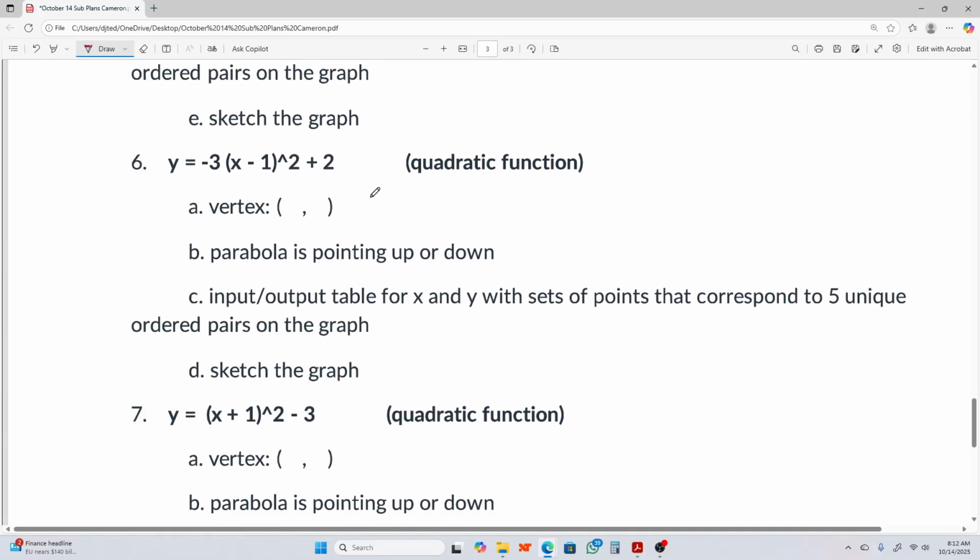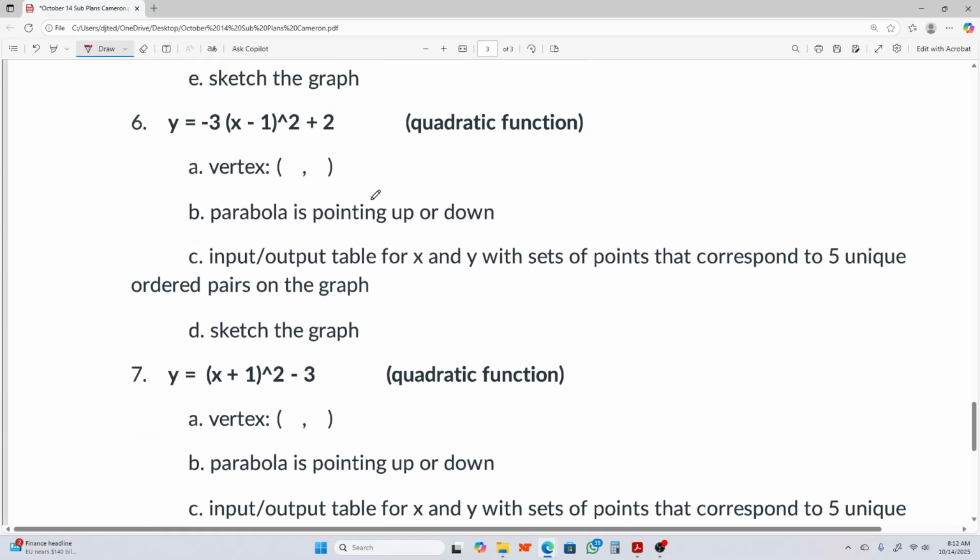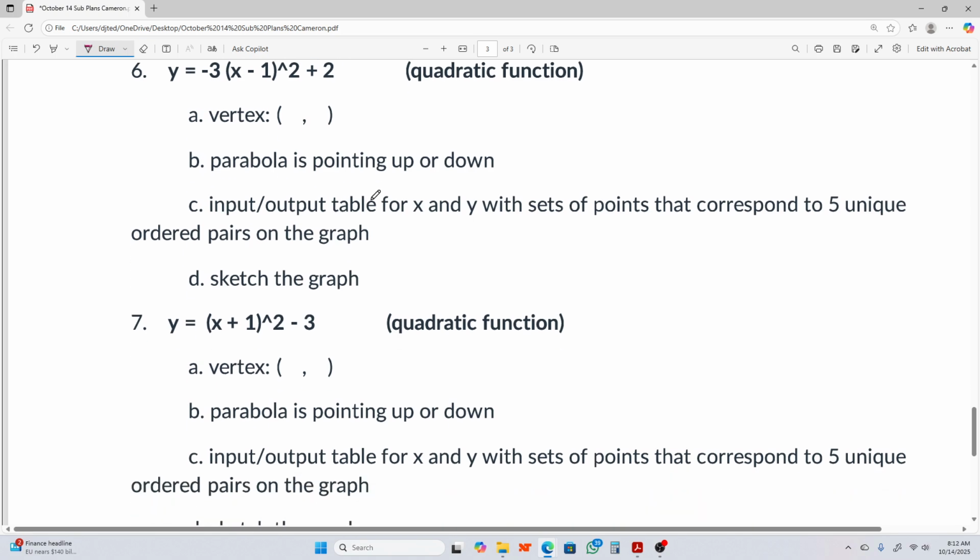And then the last thing, let's look at a quadratic function really quick. I'm asking some slightly different questions. I want to know the vertex. Is the parabola facing up or down? Make the table, sketch the graph. Okay. So again, right here, you have a quadratic function. It's in vertex form again. Number 7's in vertex form too.